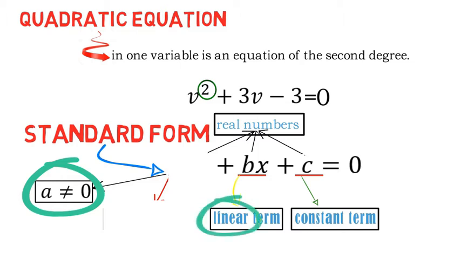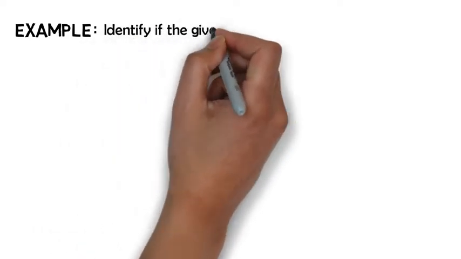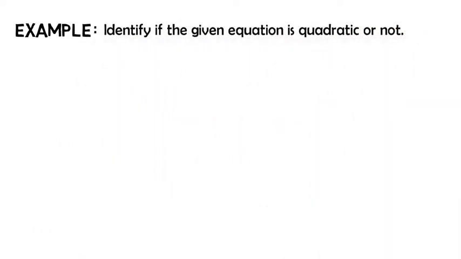And I will give you some examples for that. In this example, you are going to identify if the given equation is quadratic or not. Number 1, 3x minus 2 is equal to 0. Quadratic or not? Not quadratic. Very good, since the highest exponent is equal to 1.